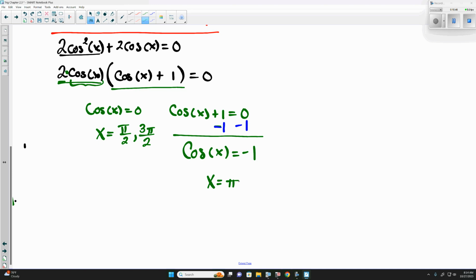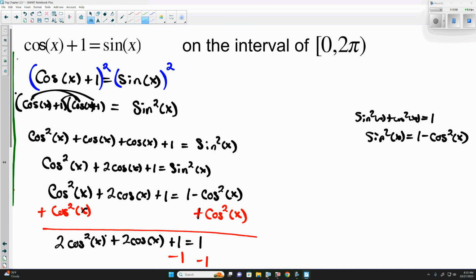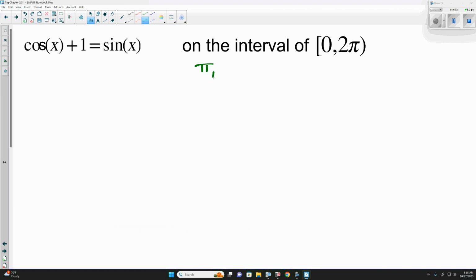Now these we have to check. These answers we have to check them to make sure they work. Now up to this point we really haven't had to check any of our answers. So pi, 3 pi over 2, and pi over 2. These are the three answers we got. We need to check these, and there's a reason for it.